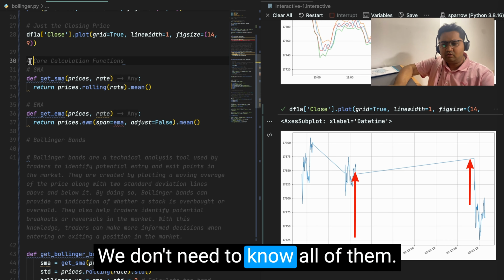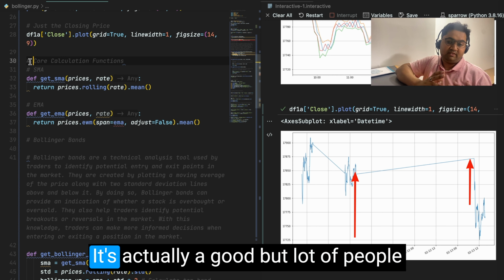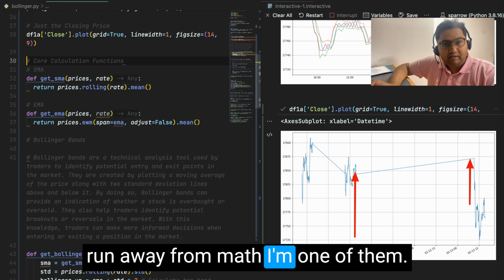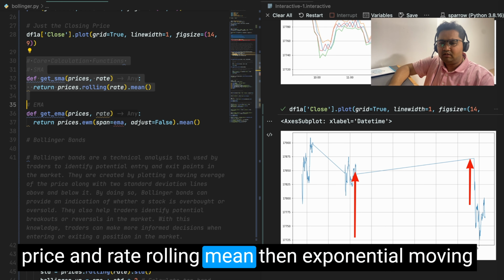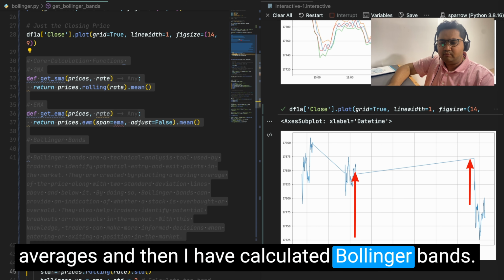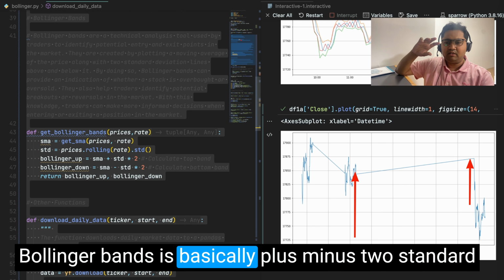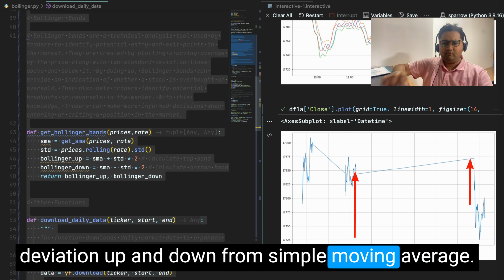We don't need to know all of them, we just need to know how to use them. It doesn't hurt to know them, it's actually good, but a lot of people run away from math. I'm one of them. So we'll have simple moving average, which is just the price's rolling mean, then exponential moving averages. And then I have calculated Bollinger Bands. Bollinger Bands is basically plus minus 2 standard deviations up and down from the simple moving average.